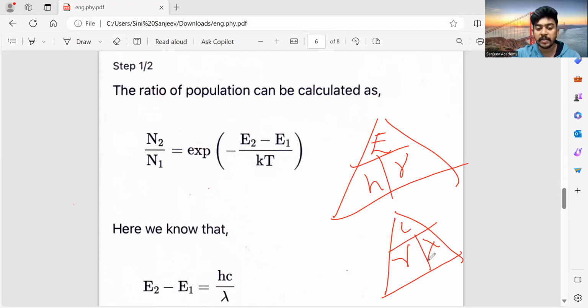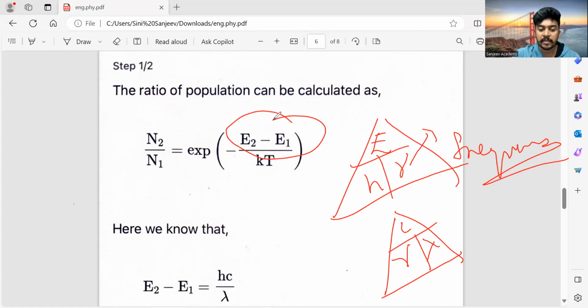C is the speed of light, lambda is the wavelength, and nu is the frequency. H is Planck's constant. So now E2 minus E1, the difference in energy, is nothing but hc by lambda. Instead of nu, I am putting c by lambda, from this triangle. So E2 minus E1 is equal to hc by lambda.